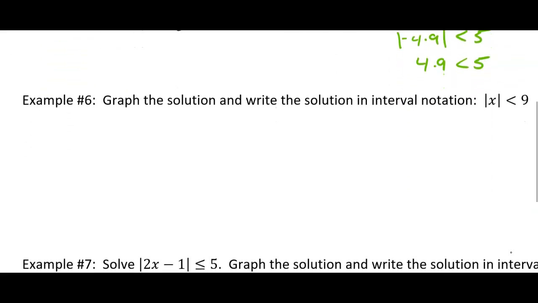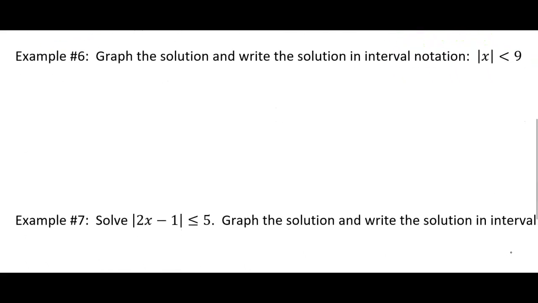Okay, so we have a couple of examples. First one says, graph the solution and write the solution in interval notation. We have the absolute value of x is less than 9. So what I do is I take it out of the absolute value, there's my x, and I sandwich it between 9 and -9. So -9 is less than x is less than 9.